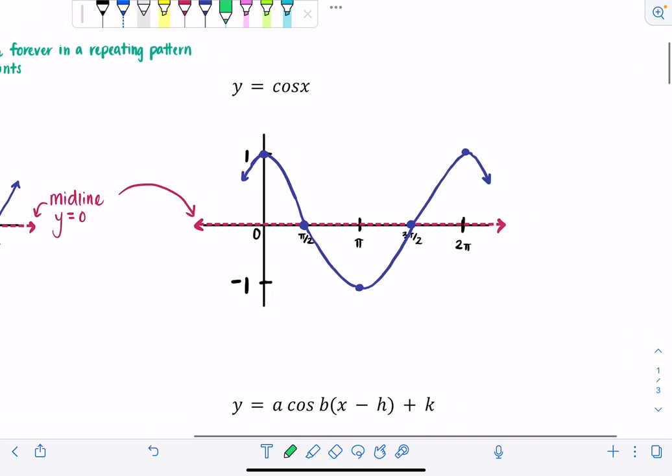And then for cosine, same thing, 5 points. For cosine though, instead of starting at a midline, you start at a maximum. Again, same thing unless there's a reflection. It also ends at a maximum. So cosine starts at the high point, ends at the high point, and we'll get into how to find the high points later on. And then halfway through the cycle, it's at a minimum.